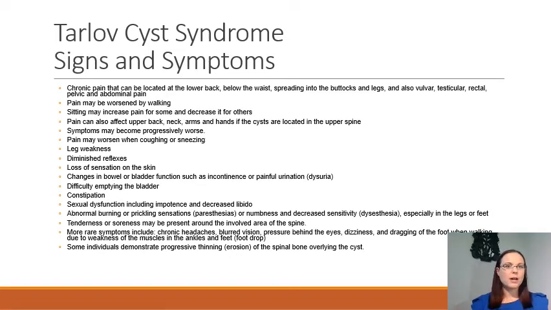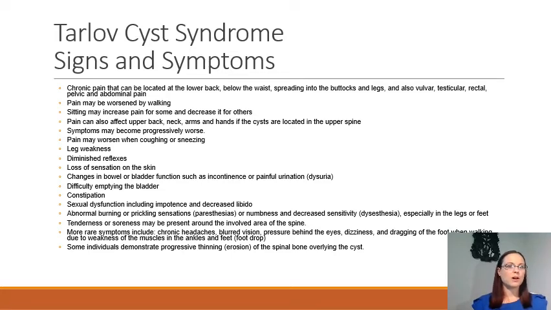Signs and symptoms overlap a lot of what we've already been talking about. So chronic pain in the lower back, below the waist, spreading around the buttocks and legs, can also go into the pelvic area, and can be worsened by walking. Sitting can increase pain for some, decrease it for others. It really depends on what's inflamed. Pain can also affect the upper back, the neck, the arms. It depends on where the cysts are located. Symptoms can progressively get worse.